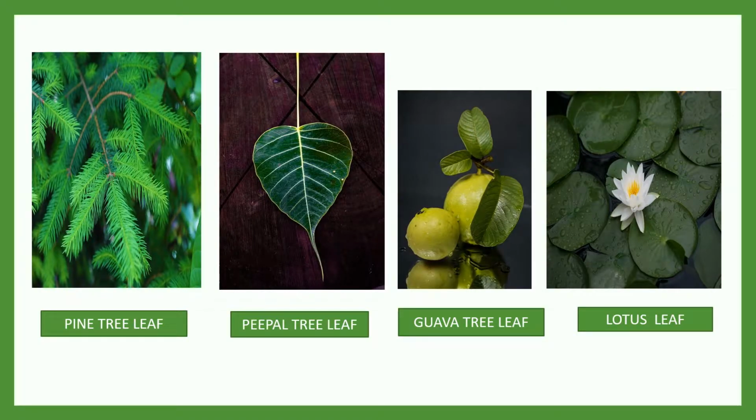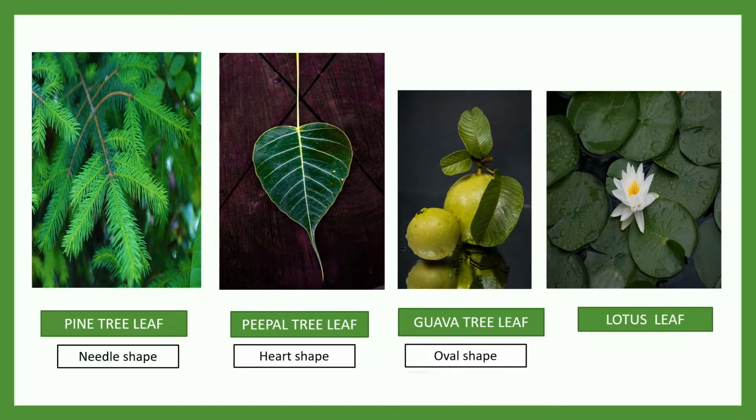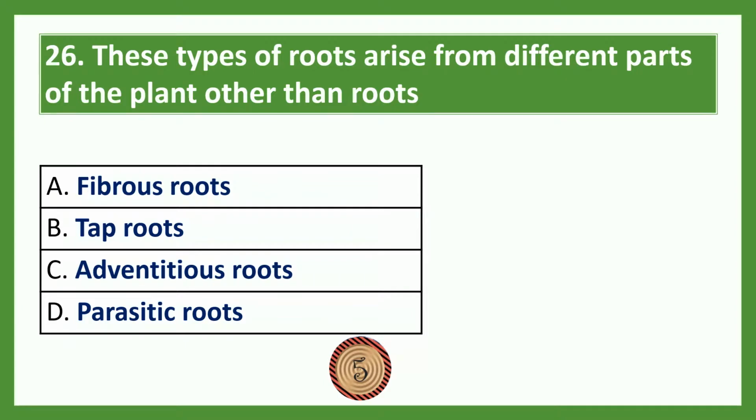In this picture, you can see that the pine tree leaves are needle shaped. Peepal tree leaf is heart shaped. Guava tree leaf is oval shaped. Lotus leaf is round shaped.